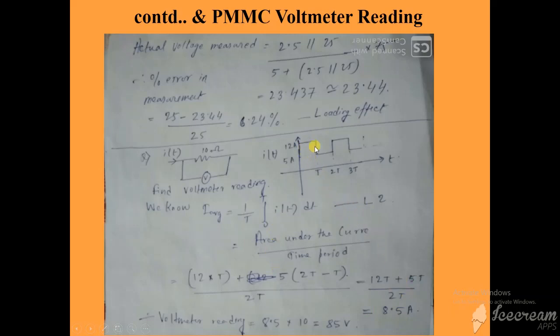That means this graph is equivalent to a graph having a magnitude of 8.5. 8.5 will lie somewhere here, a straight line. This graph is equivalent to a graph having a DC value of 8.5 amps, the same value, so it will have the same effect as this curve. So the voltmeter will read 8.5 into this resistance value, 8.5 into 10, 85 volt.